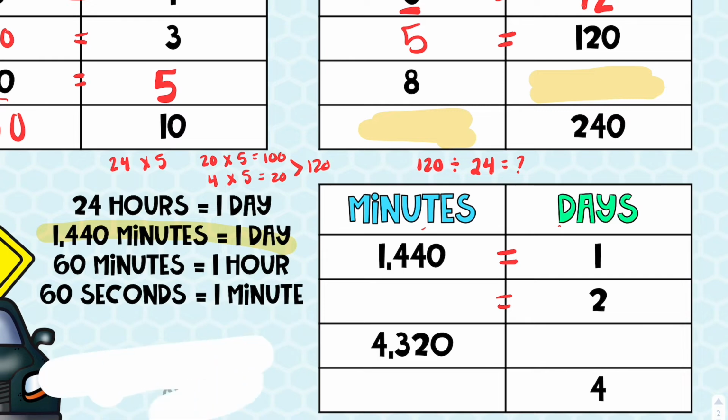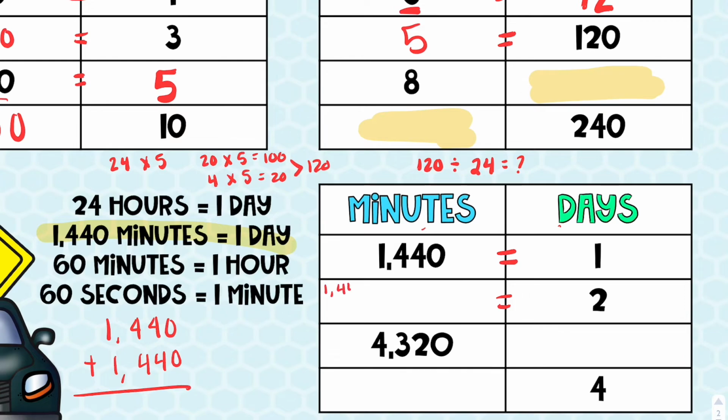So what I can do is I can either use repeated addition or I can use multiplication because they're the same thing. I could do 1,440 plus 1,440, or you could do 1,440 times 2, whichever you prefer. So if I add these two addends together, I get 2,880. So I know in 2 days there are 2,880 minutes. You can go ahead and pause the video and try the rest on your own for independent practice.